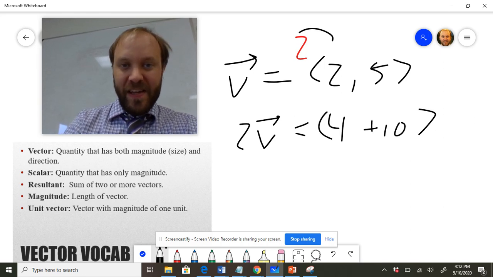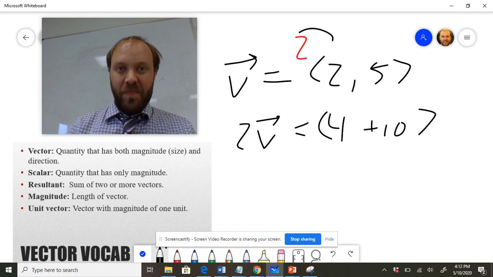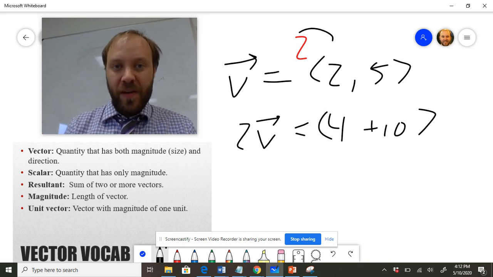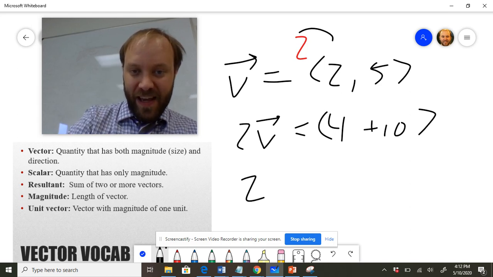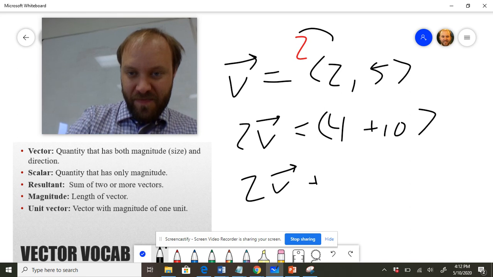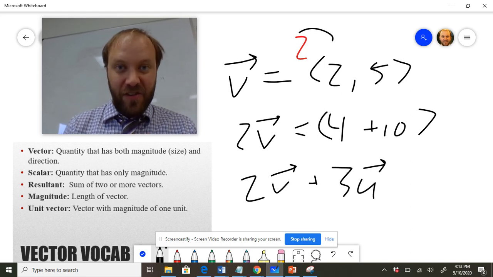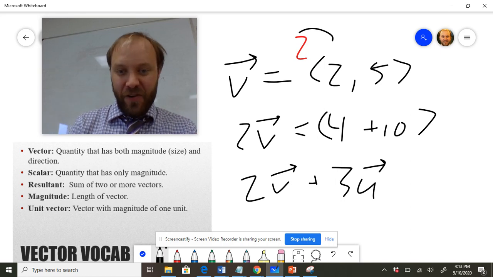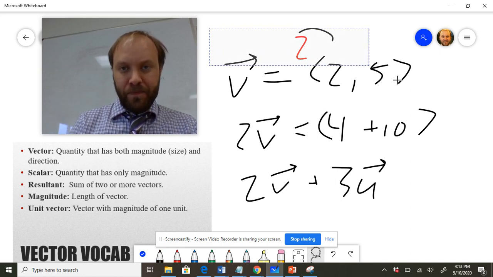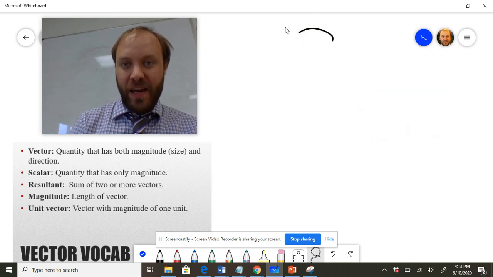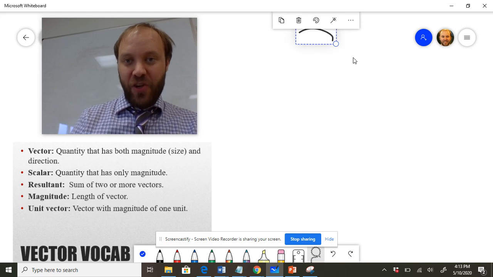If you graphed it, it would actually dilate this. It would basically be in the same direction, but the magnitude would now be twice as long as the old magnitude. So I could ask you to add 2v plus 3u. You'd take twice vector v, 3 times vector u, and add the two vectors together, that sort of thing. A couple of other things here. That's called scalar multiplication.